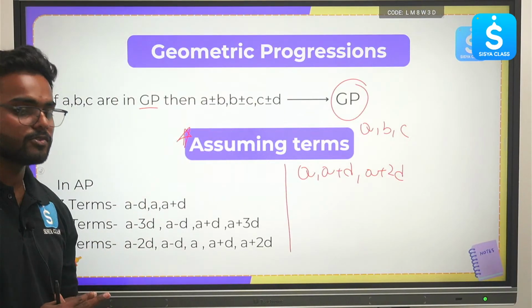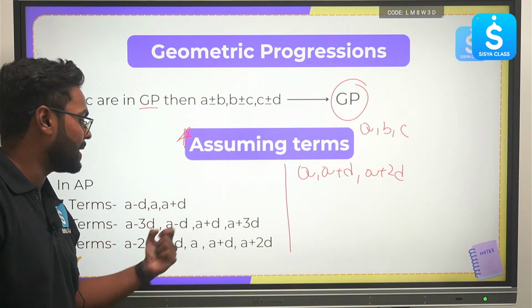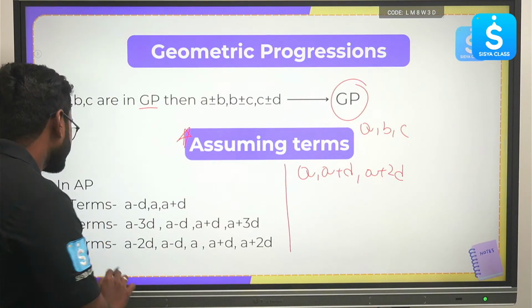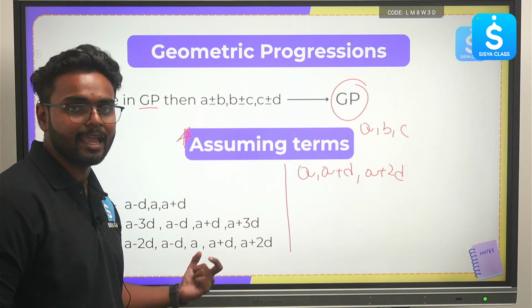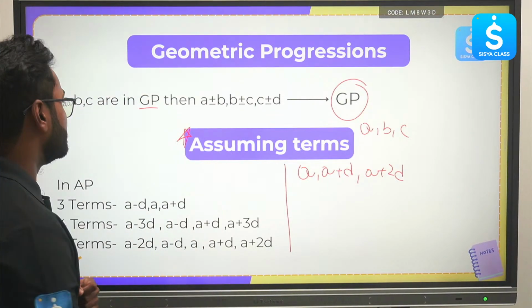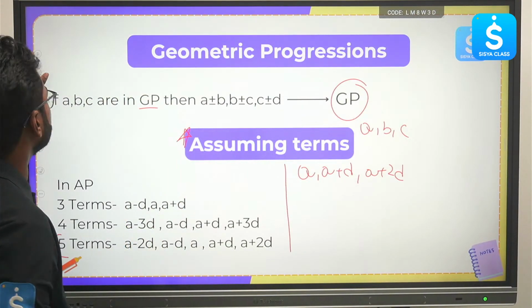If it's four terms, we would be using A minus 3D, A minus D, A plus D and A plus 3D. Coming to five terms, we would be using A minus 2D, A minus D, A, A plus D, A plus 2D. This also exists for GP. We will be seeing it.